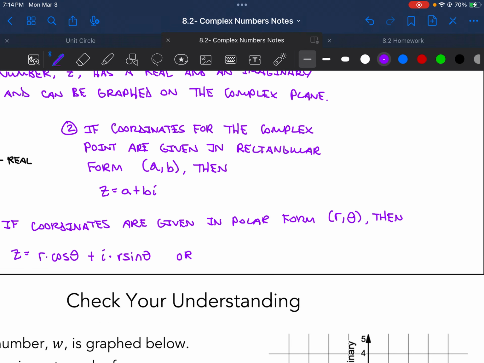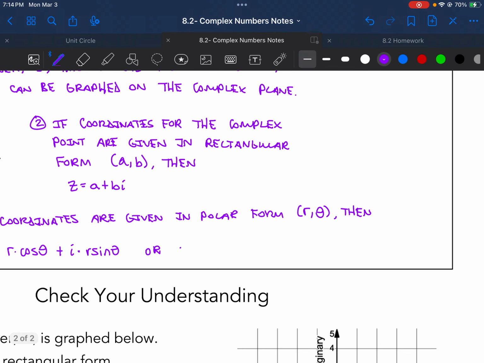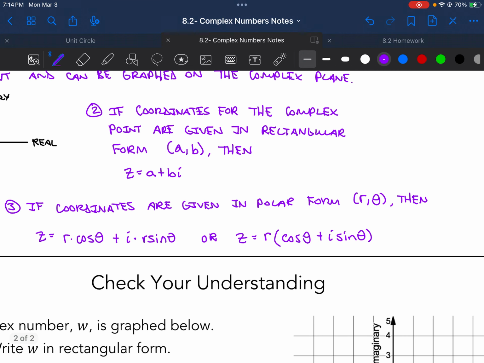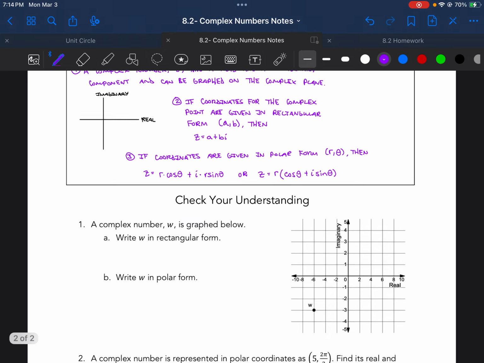Or alternatively, notice that we have an r in common right here. You could also write your complex number z with the r factored out, cosine theta plus i times sine theta. Okay, so you'll see it like that occasionally. Both are fine, both are equivalent. All right, so let's try some check your understanding problems.